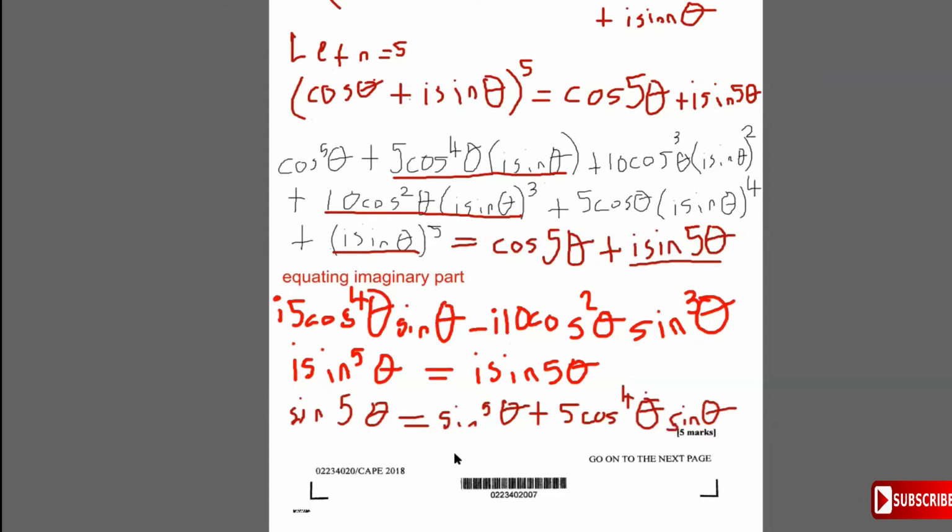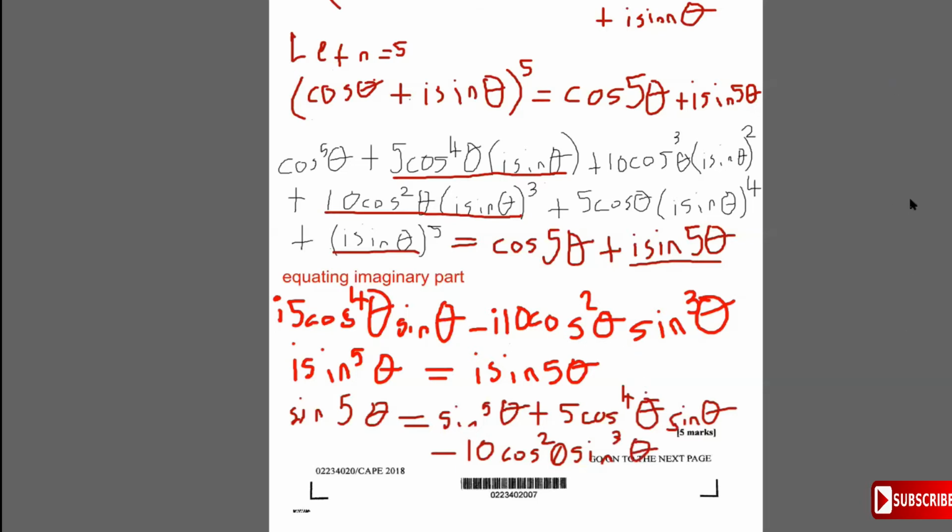Then you divide through by i, and you get minus 10 cos squared sine cubed theta. And that's your right hand side. That proves it. So we finish.